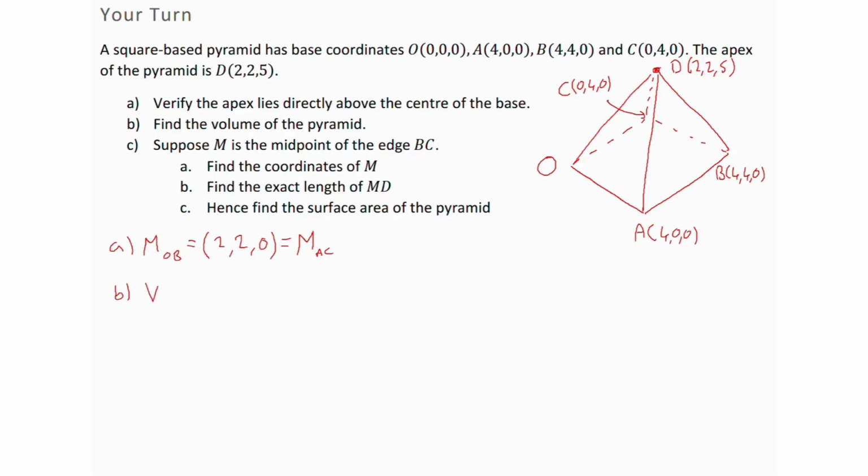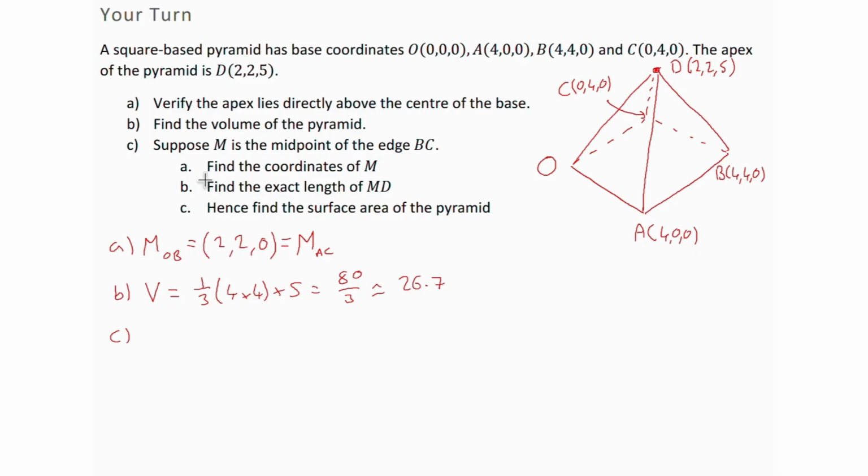Find the volume of the pyramid. Well, the volume of a pyramid is 1/3 times the area of the base. The area of the base is the area of this square, which is 4 times 4, times by the vertical height, and the vertical height here is the point going from that midpoint OB up to D, and we just said that that is 5 because we're going from 0 up to 5. That gives us 80/3, or as a decimal, 26.7.